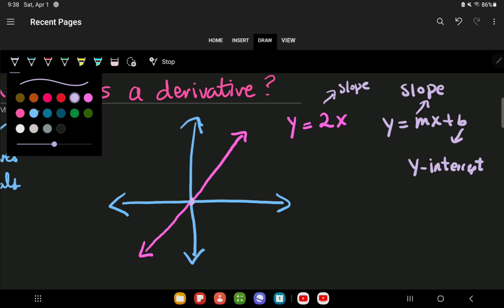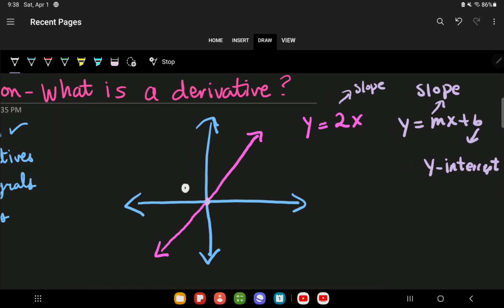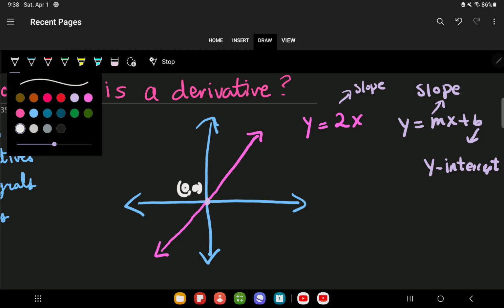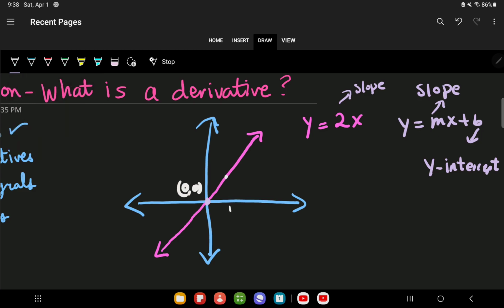Well, let's write out the points. So we had 0, 0. We also had at point 1, if I plug in x equals 1, 2 times 1, y equals 2. When I plug in 2, 2 times 2, we get 4. Okay, so what's happening? We're going right by 1 unit, and we're going up by 2 units. So this was the idea of rise over run. The rise was 2 units, the run was 1 unit, so 2 over 1 was our slope.